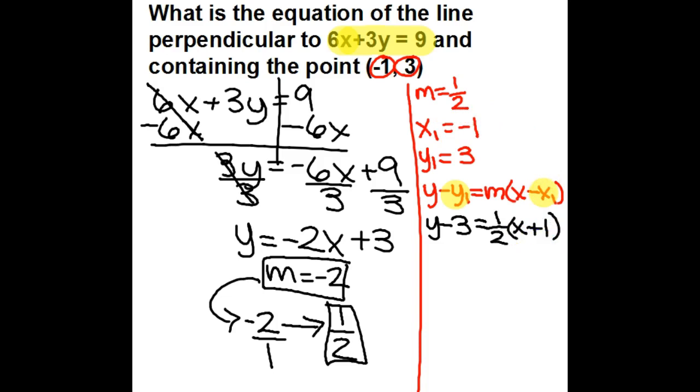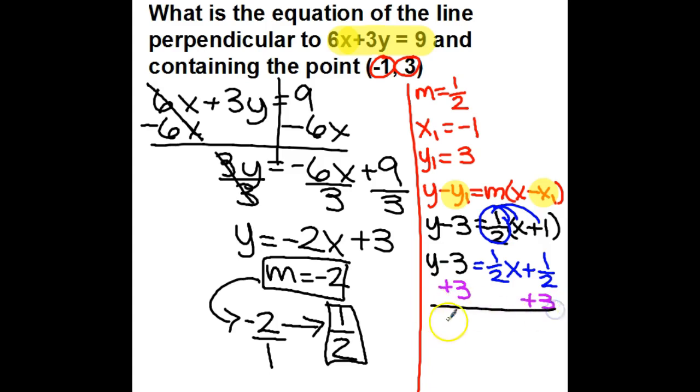My next step is to distribute. I'm going to distribute 1/2 into my parentheses. So I'm going to have 1/2 times x, which is 1/2 x, and 1/2 times 1 is a positive 1/2. Now I'm going to just bring down the left side. And my final step is to add 3 to both sides.